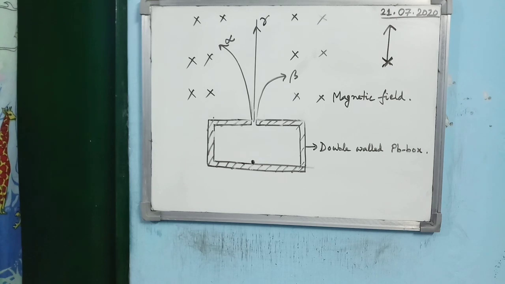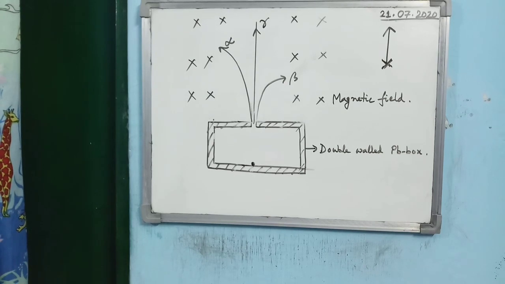Now one by one we have to know about the alpha, beta and gamma radiations. Alright, we will learn about the properties of alpha, beta and gamma radiation.